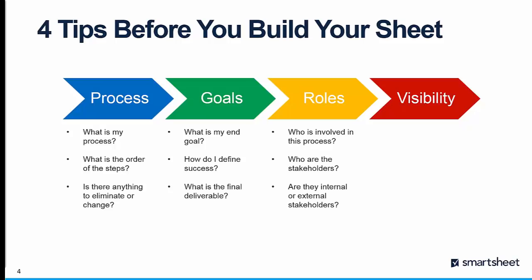The third thing is understanding the roles in my process. Who are all the different people that I'm going to be working with in this process? Are they internal people? Are they external people? And then finally thinking about, once I understand those stakeholders, what do all those different stakeholders need to be successful in this process? Do I have executives or clients or customers that I need to report out to? Maybe different stakeholders need different views. So sort of identifying my process, my goals, my roles, and my visibility before I start building my sheet will help me determine what are the items that I need to put in my sheet to be successful.